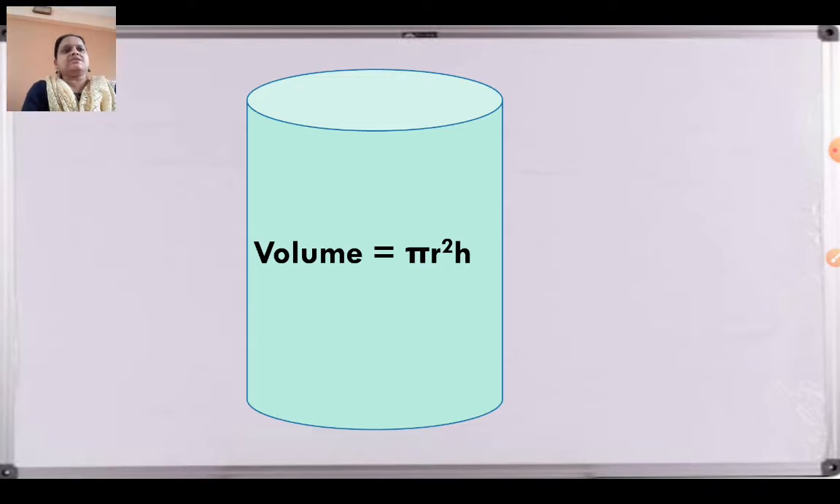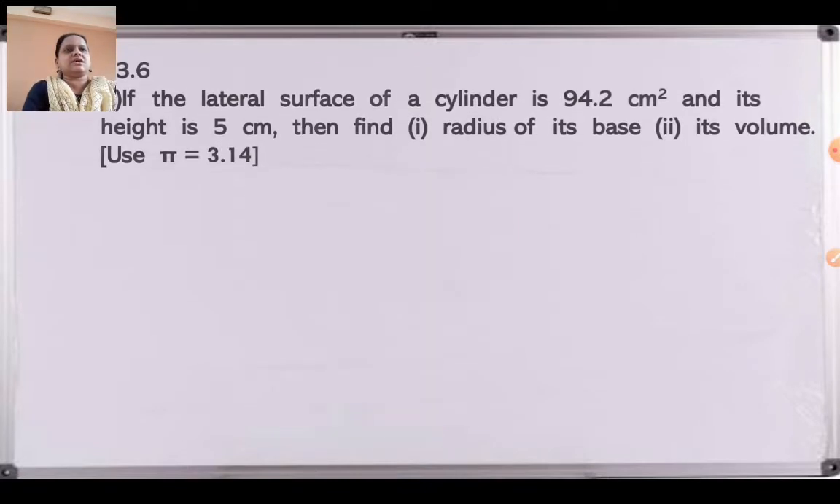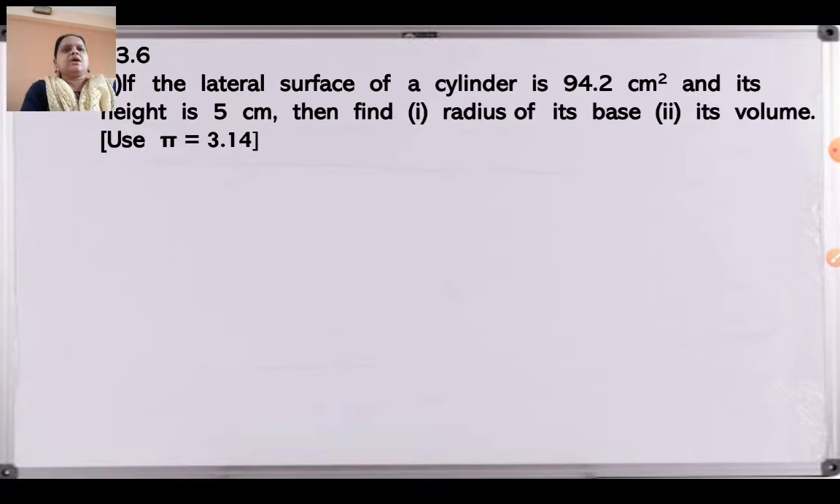What is r? r is the radius, because the base is in a circular shape and the radius of that circle is r. So let us start with exercise 13.6. If the lateral surface area of a cylinder is 94.2 centimeter square and its height is 5 centimeter, then find the radius of its base. Second part, its volume also. Yes, so we have to find the radius as well as the volume.